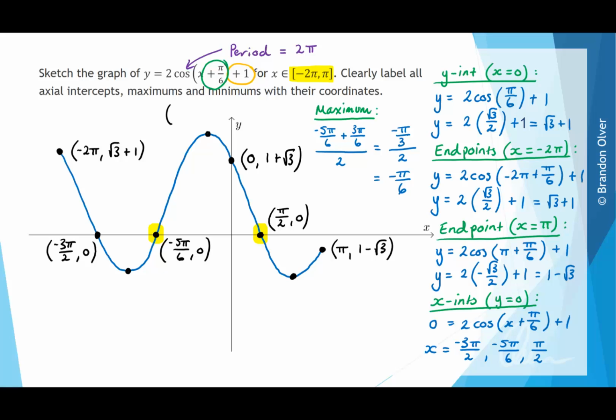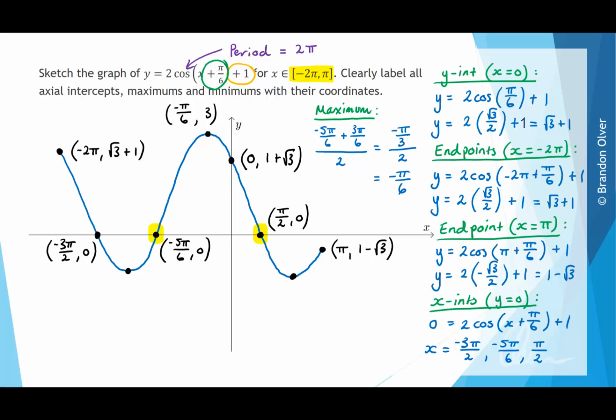So the x value of this maximum is minus pi on 6, and the y value is going to be the plus 1, which is translated 1 unit up, and then we're going to add on the amplitude, which is the maximum displacement from that average y value. So it's going to be 1 plus 2 is 3. So that's the coordinates of the maximum.